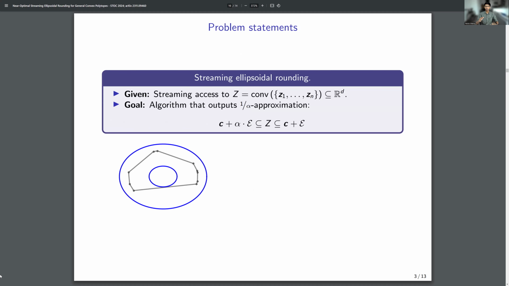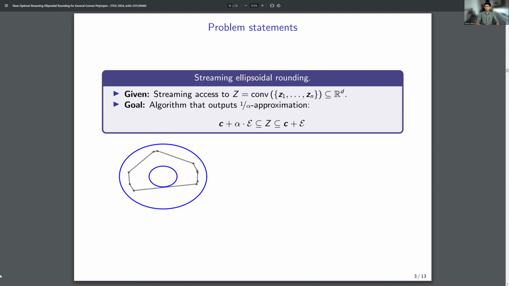So we want to output a point C, a scale alpha, and an origin-centered ellipsoid E, such that alpha times E shifted by C lives inside Z, and also E shifted by C covers Z. So just always keep in mind the picture on the bottom left.